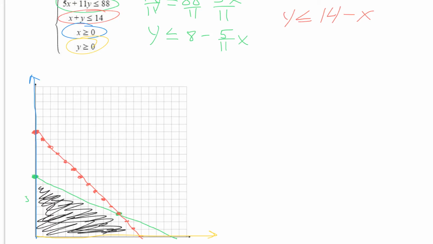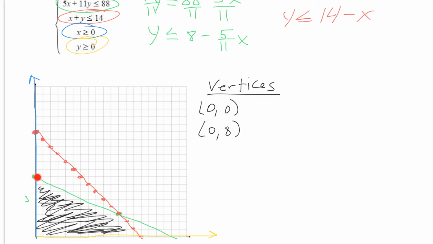Then I have to go ahead and list my vertices. So let's list those vertices. As I travel along my graph, my first vertex that I see is this one right here, the blue and the yellow line, which is the point 0, 0. Then as I travel along my shaded region, I get to the intersection of the green line and the blue line, and that was at the point 0, 8. So I know I have 0, 8 as a vertex.